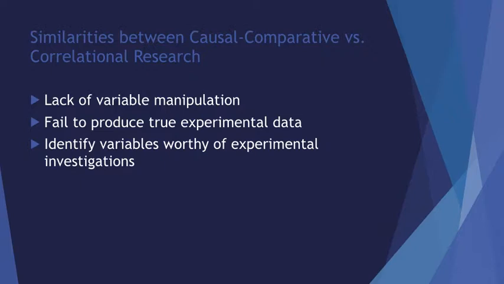A common misconception held by beginning and even more experienced researchers is that causal comparative research is somehow better or more rigorous than correlational research. Perhaps this misconception arises because the term causal comparative sounds more official than correlation. And we all have heard this research mantra: correlation does not imply causation. In fact, however, both causal comparative and correlational methods fail to produce true experimental data. Both of these methods do a great job of identifying variables that are worthy of experimental investigation.